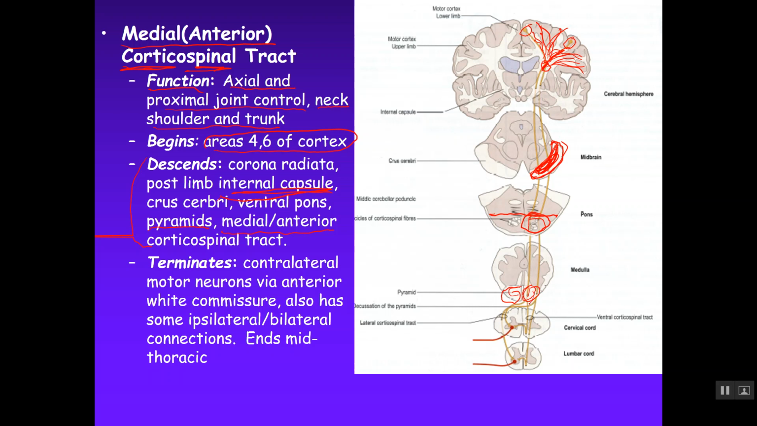Once it goes down the pyramids, many of these fibers and axons cross over to become your lateral corticospinal tract. But right now, we're doing the medial. So it's the 15% or so of fibers that don't cross over, that stay going down the same side and stay anterior and medial in the spinal cord, that are called your medial or anterior corticospinal tract. Okay, so let me erase some of the stuff here. So right here, this is the crossing point. That's called the decussation of the pyramids.